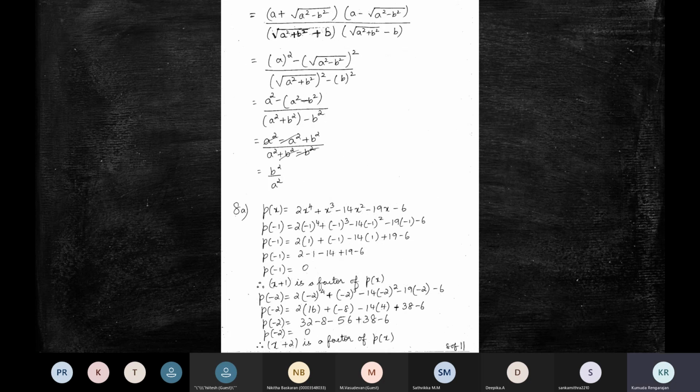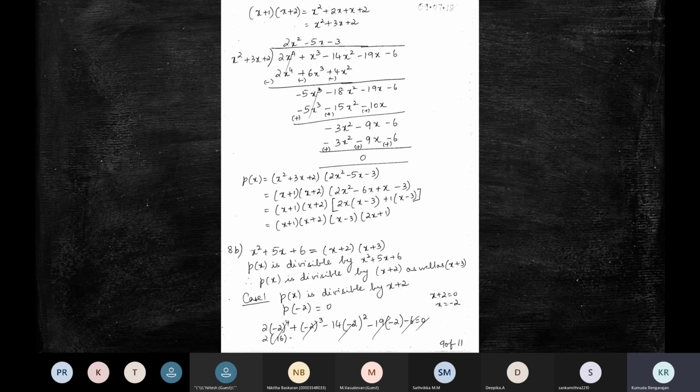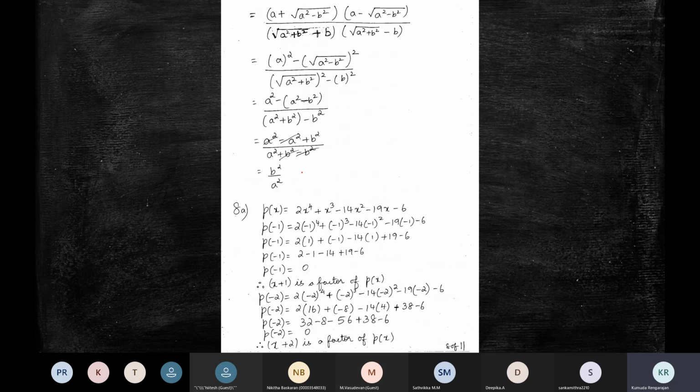So in 8A, you can see how to factorize using factor theorem. We find one factor, we find another factor, we find the product of the two factors here. How do we factorize using factor theorem? So we need to factorize this. What do you call this polynomial? What's the special name? What do you call such a polynomial? Quartic polynomial. Okay, or biquadratic polynomial. How do you factorize the biquadratic polynomial?